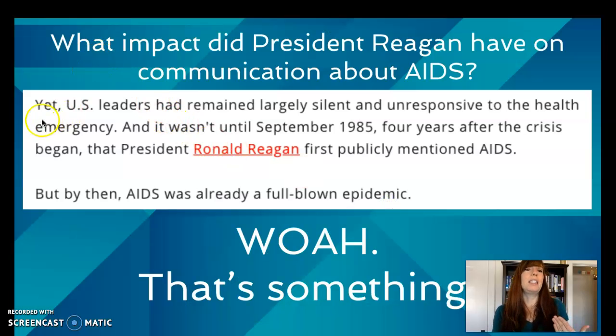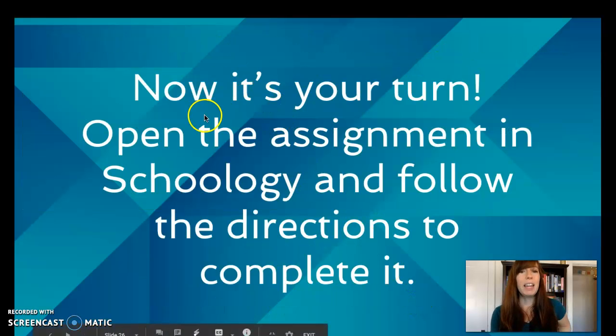So it says, yet U.S. leaders had remained largely silent and unresponsive to the health emergency, and it wasn't until September 1985, 4 years after the crisis began, that President Ronald Reagan first publicly mentioned AIDS. But by then, AIDS was already a full-blown epidemic. Whoa. That's something. Now it's your turn.